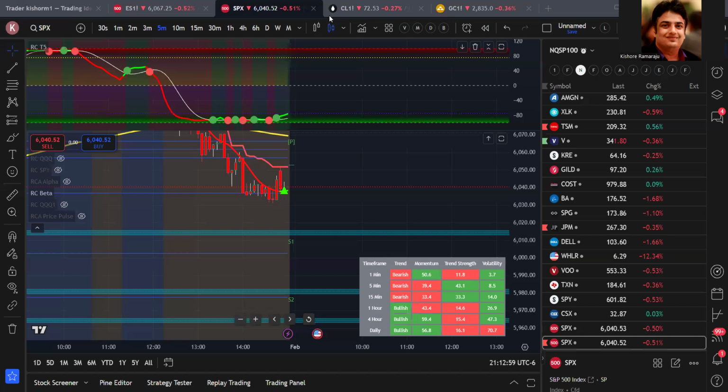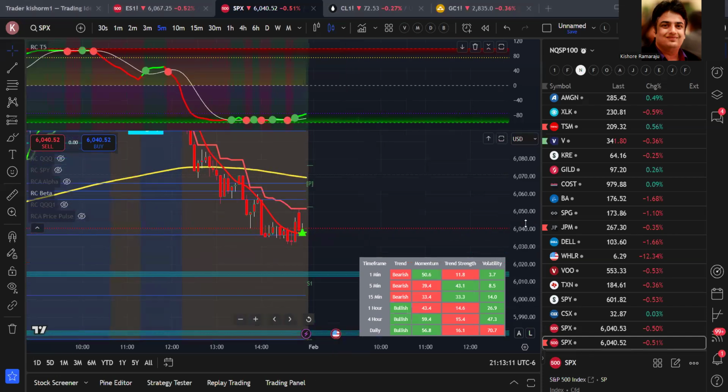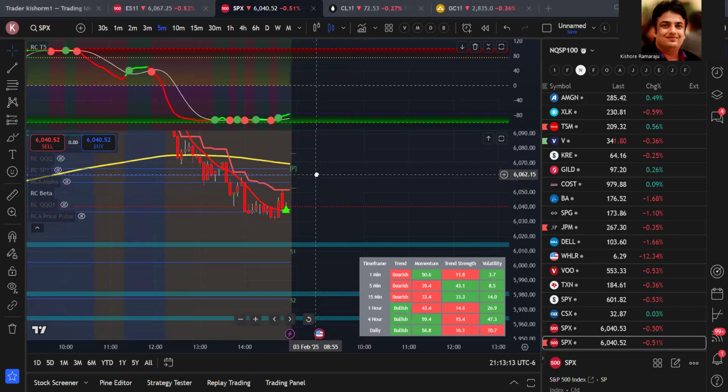Indicators will help you to know where to buy and where to sell. If you wait for this level and take a long on ES or MES, you will make your $200-300 with prop firm trading or on your futures trading. Or whenever it comes here, you do SPY bull puts, SPX bull puts, or QQQ bull puts. You will make nice profits.